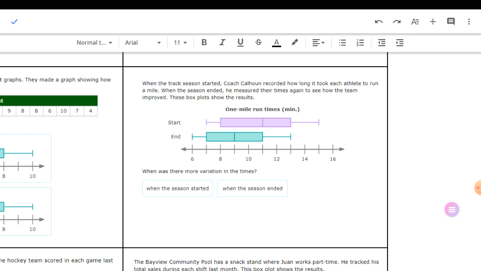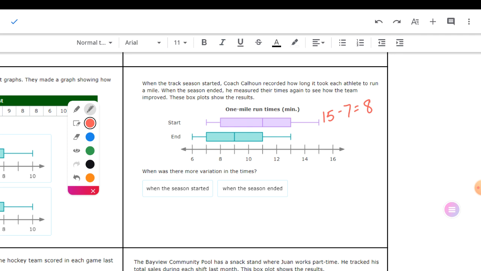What was the highest time? 15 minutes, I'm assuming? Yeah. Okay, what was the lowest time? What's between 6 and 8? 7. What's 15 minus 7? 8. So there was about a range or variation of 8 minutes.